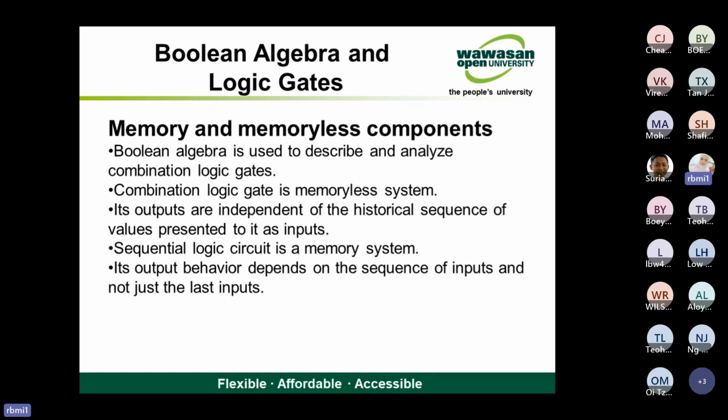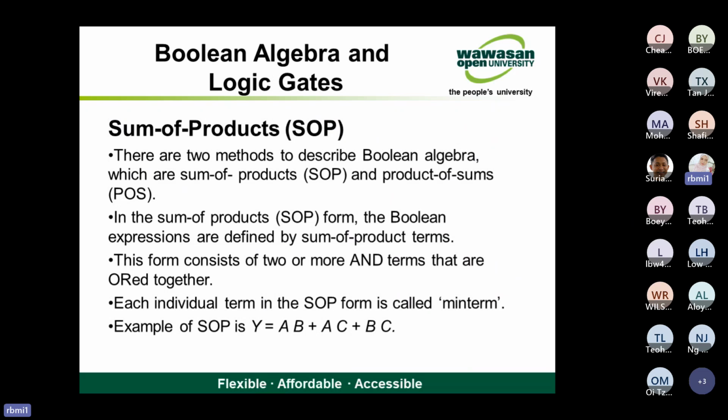A combinational circuit might be described in a few ways. We have a set of statements, and we can also express it as Boolean functions or Boolean expressions, in a truth table, and also as a circuit drawing or logic gate diagram. First we have the sum of product. There are two methods to describe the Boolean algebra: sum of product and product of sum, SOP and POS.